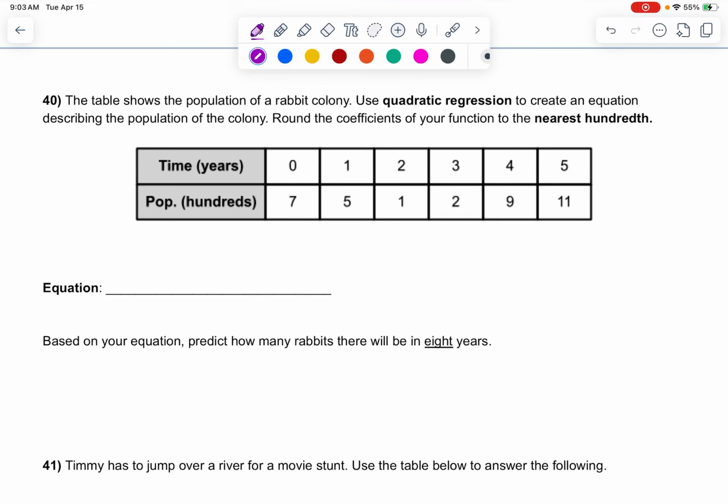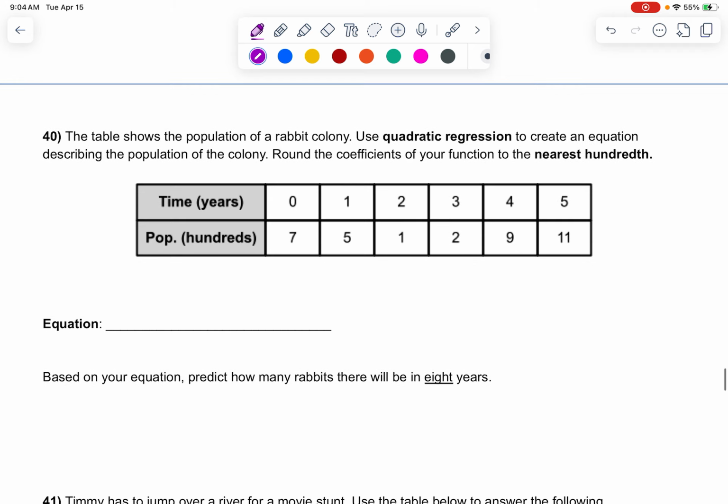All right, you guys, so number 40 is a quadratic regression, right? I'm going to highlight this really quick. It says to create the quadratic regression equation for the population of a colony. Round the coefficients of your function to the nearest hundredth. So we want to make sure we're reading our directions, and they're telling us how to round.